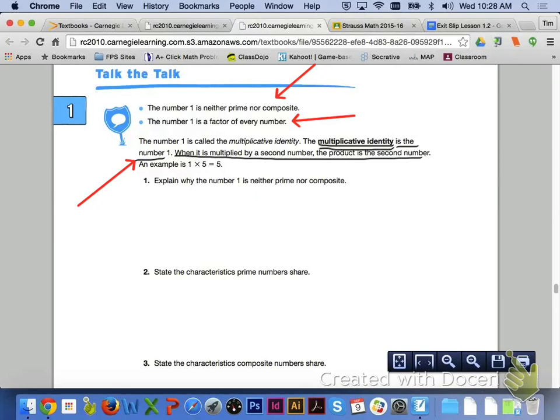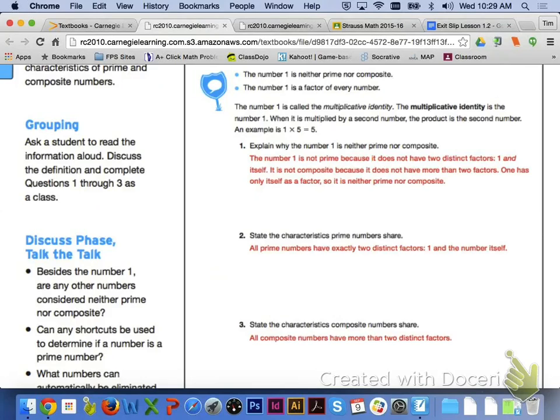What I would like you to do to finish up for today is answer questions 1, 2, and 3 with your group members. If we take a look at number 1, the number 1 is not prime because it does not have two distinct factors, one and itself. It is not composite because it does not have more than two factors. 1 has only itself as a factor, so that is why it is neither prime nor composite. That's what you should have for your explanation.